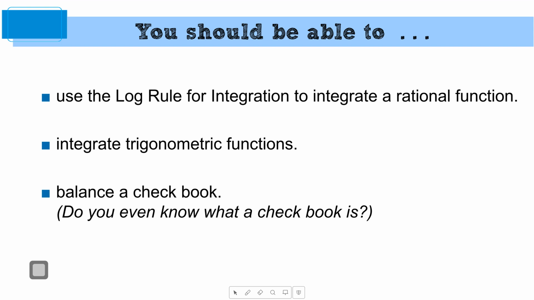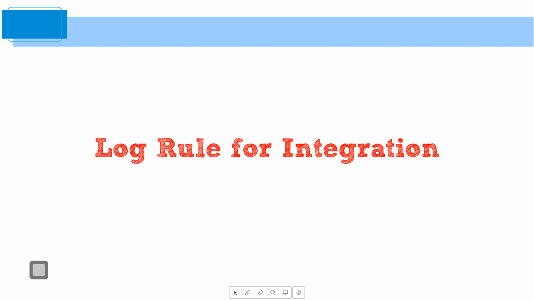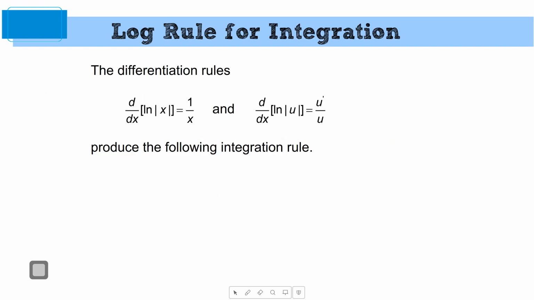And then you should be able to balance a checkbook. And then when I wrote this, I thought, do you guys even know what a checkbook is? Yeah. Oh, okay, good, just checking. I didn't even plan that, but you know what, I'm going to say the same thing, 6th period, pretend I didn't plan it. Wow.